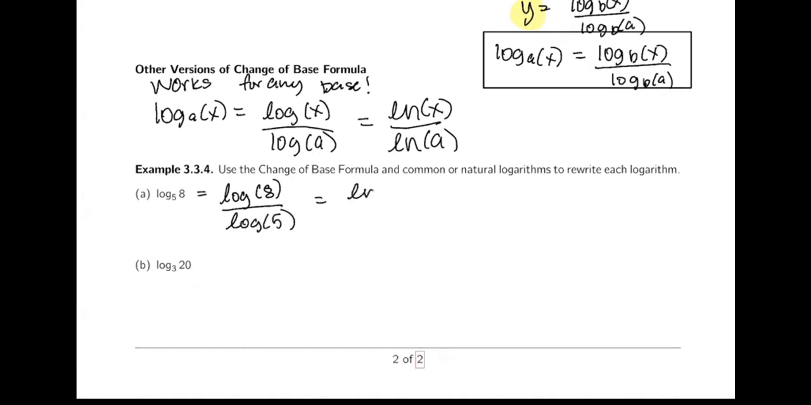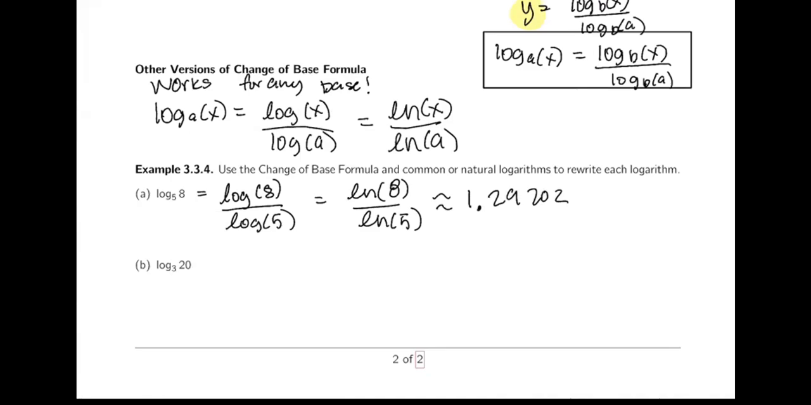Or I could use my ln button and say it's equal to the ln of 8 divided by the ln of 5. And if you go to a calculator and you write log of 8 divided by log of 5, you'll get that this is about, I should remove that equals and put it as an approximate, this is approximately 1.29202. So try that out on your own calculator.